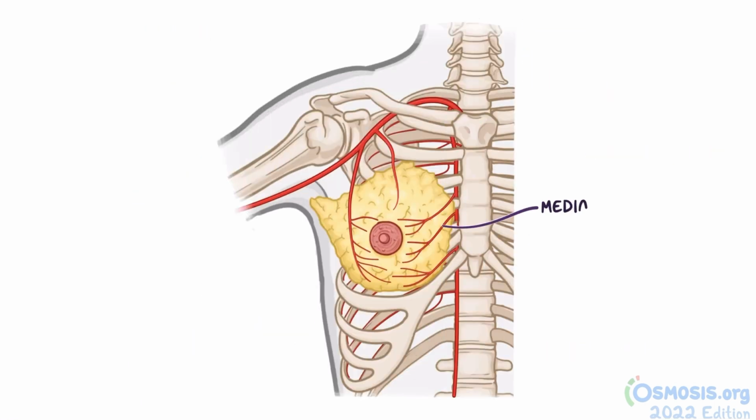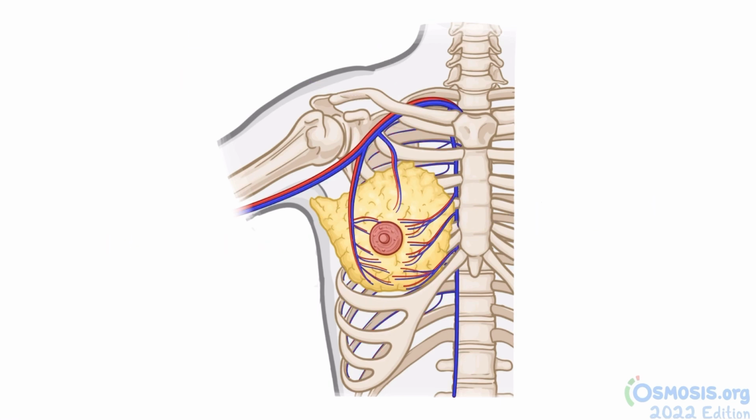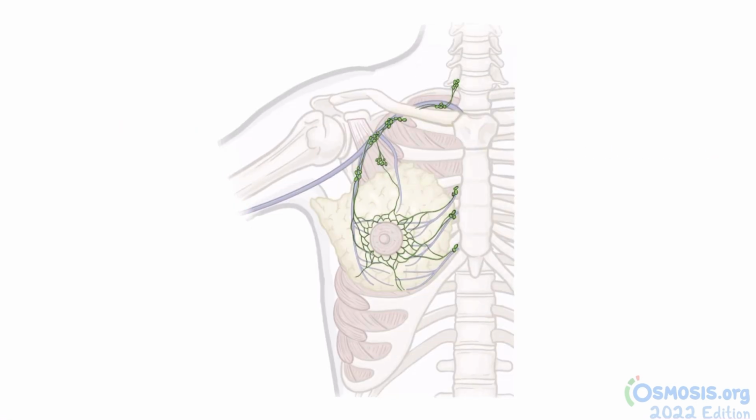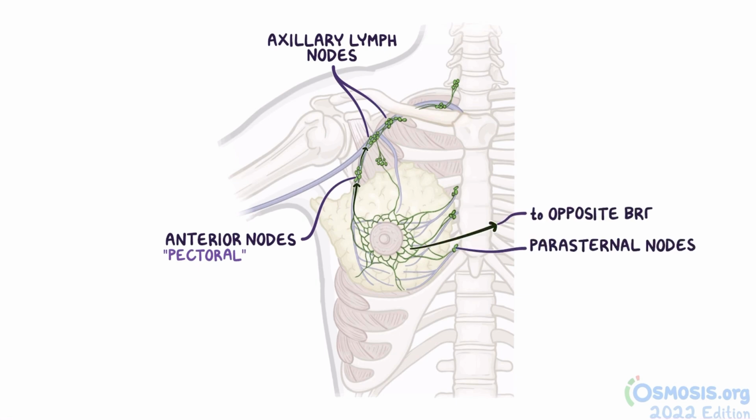Arteries of the breast include the medial mammary branches, the lateral thoracic artery, the thoracoacromial arteries, and posterior intercostal arteries. The venous drainage is mainly to the axillary vein, but there is some drainage to the internal thoracic vein. Lymph from the lateral breast quadrants drains to the axillary lymph nodes, and initially to the anterior and pectoral nodes. The remaining lymph, especially from medial breast quadrants, drains to the peristernal lymph nodes or to the opposite breast. Lymph from the inferior quadrants may pass deeply to the abdominal lymph nodes.